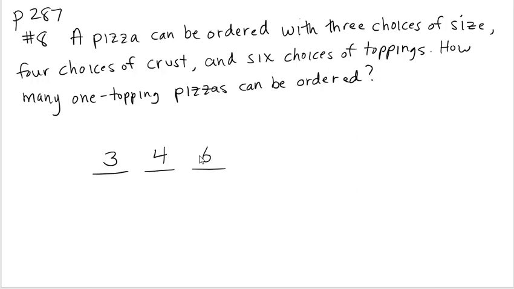If we would allow for 2 toppings or all 6 toppings or no toppings, then this number would be a little more complicated to figure out. But if we're requiring a 1-topping pizza, then we have 6 choices. We're going to pick 1 of the 6 toppings. And then we multiply this together. 3 times 4 times 6 is 72. And so there are 72 1-topping pizzas.